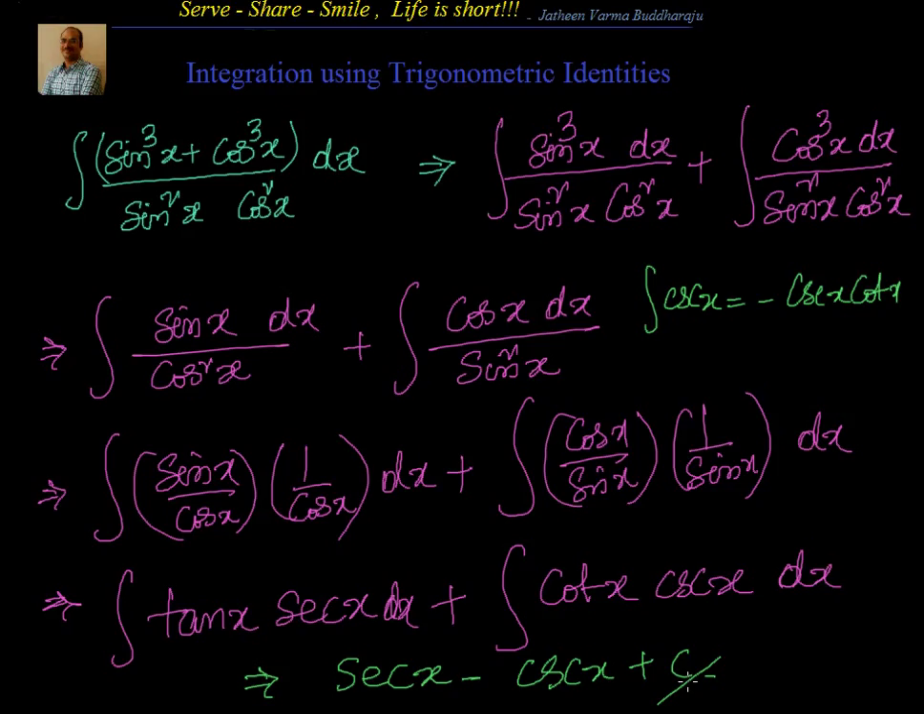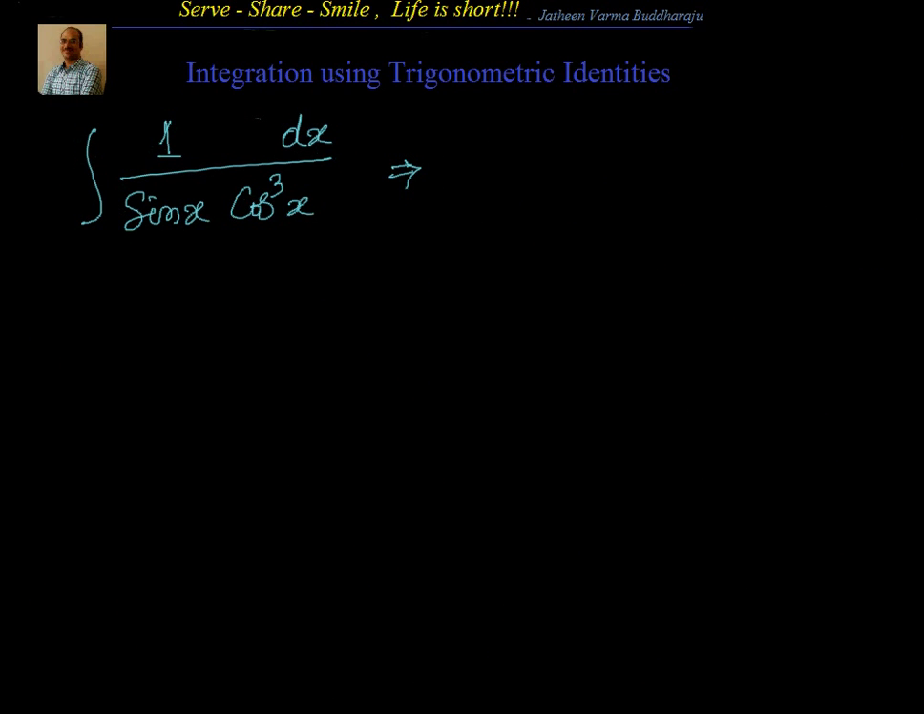So we have just separated them and we got them into the function for which we know the integral. Let's move to the next one. We have to find the integral of 1 by sin x into cos cube x. We can do this in two ways. One way is, the first approach is, take 1 equal to sin square x plus cos square x.